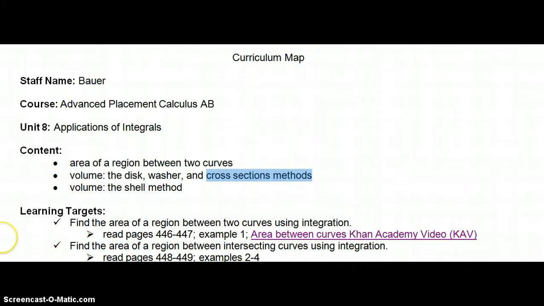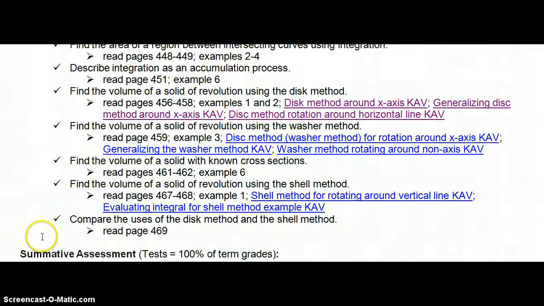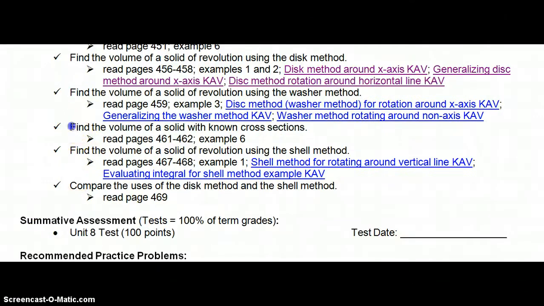In this video, we are going to take a look at finding volume using the cross-sections method. The learning target we're going to focus on is finding the volume of a solid with known cross-sections. There are no Khan Academy videos for this particular topic, and it is somewhat of a rare volume technique because it doesn't involve revolution. Instead, it involves taking a geometric shape and basically popping it out of the graph.